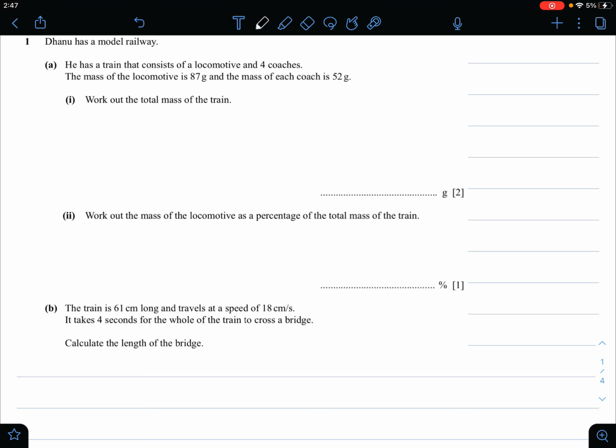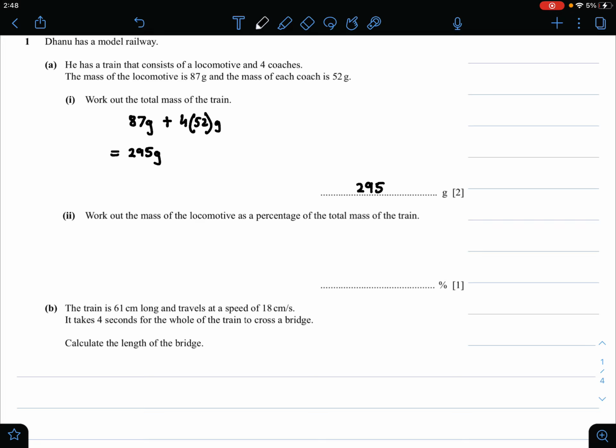So one locomotive, as they said, weighs 87 grams, and one coach weighs 52 grams. So four coaches would weigh 4 multiplied by 52 grams. So therefore your final answer, or your total mass of the train, would be equal to 4 multiplied by 52, which is 208, plus 87, which is 295. So 295 grams will be your final answer for part A1.